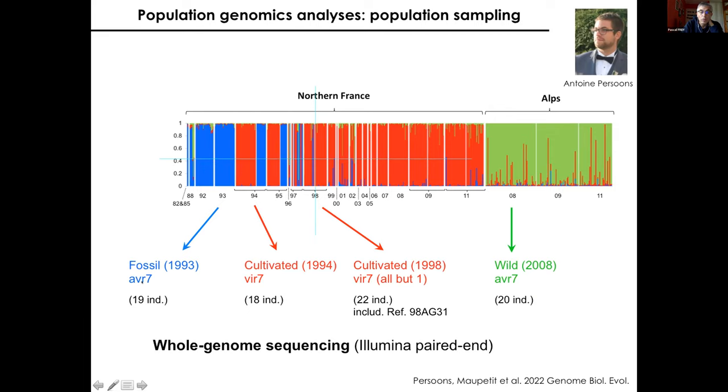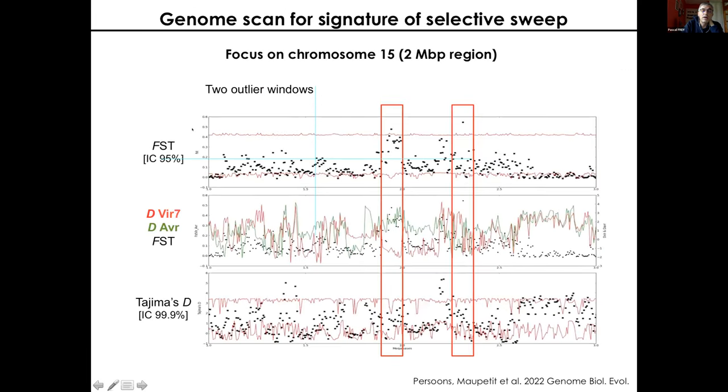And those almost 80 isolates were whole genome sequenced with Illumina to do some population genomics analysis. And that's what he did. And here you have some graphs focused on a portion of chromosome 15 in the genome of the rust. And he did a genome scan looking for signatures of selective sweeps. So there are different indices that were used. And using these indices, he found two regions that were susceptible to have signatures of selective sweeps.